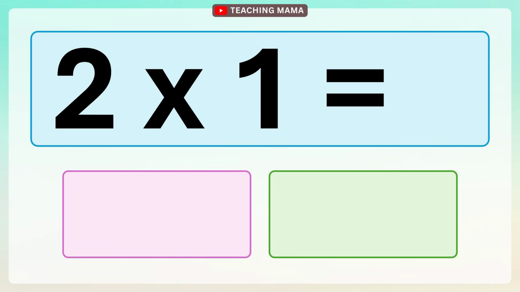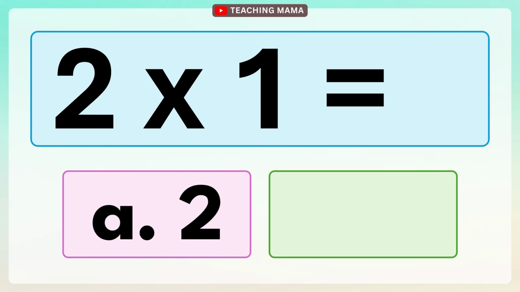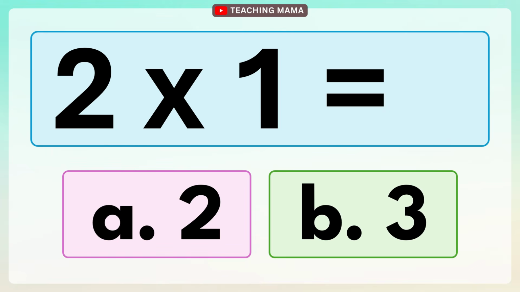2 times 1 equals A. 2, B. 3. What is the answer? A. 2.